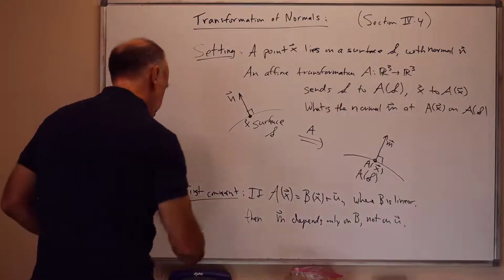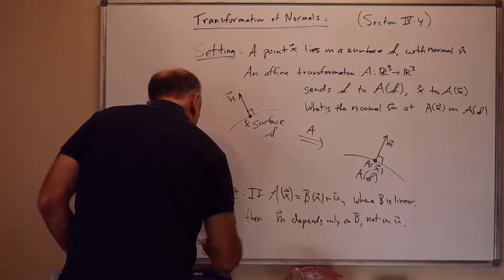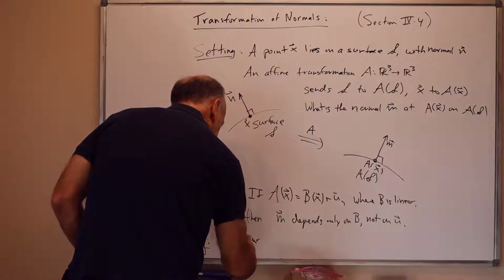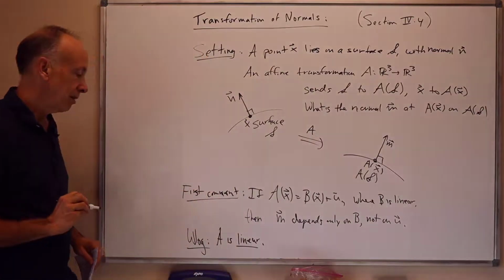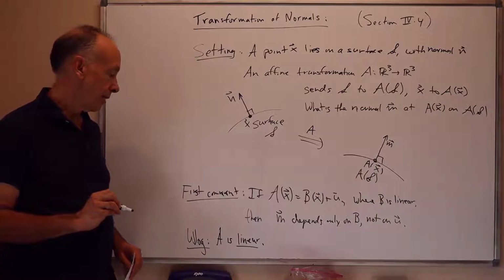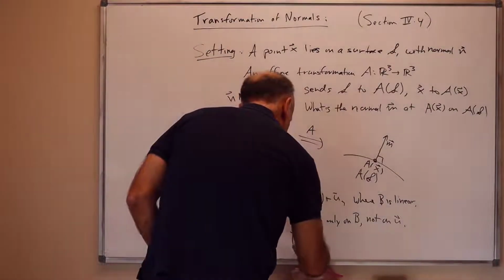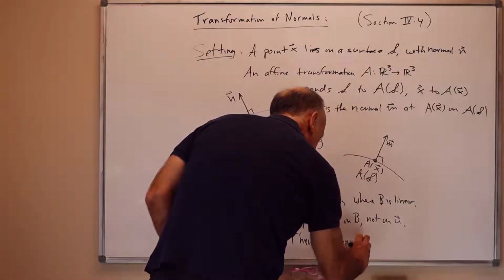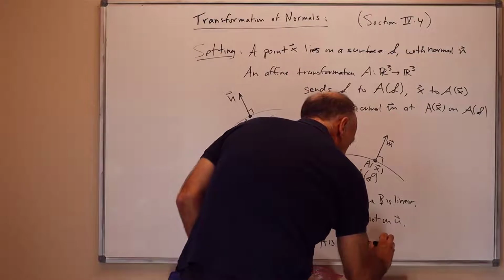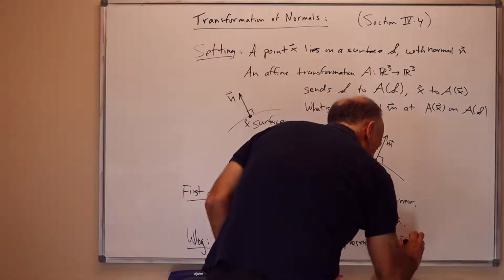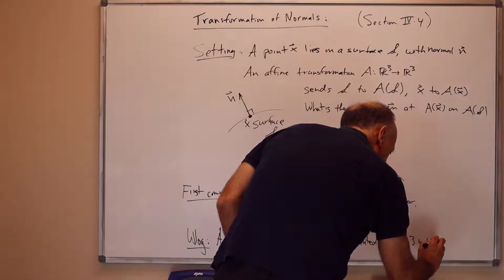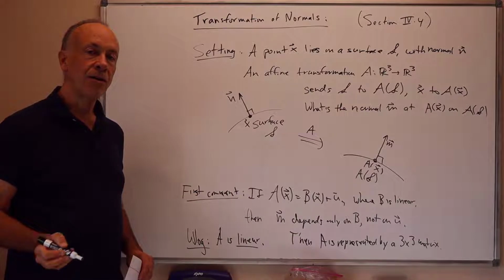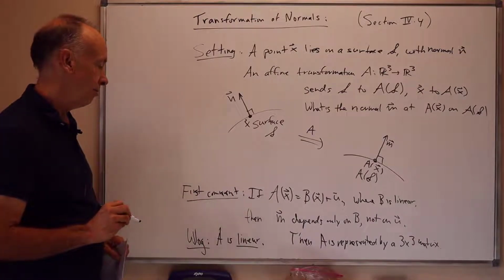So without loss of generality, A is just linear. In other words, U is 0. Right, so let's just henceforth assume A is linear. And of course this means that A is represented by a 3x3 matrix. And this is a 3x3 matrix operating on XYZ coordinates in R3, not operating on homogeneous coordinates, operating on ordinary coordinates in R3.